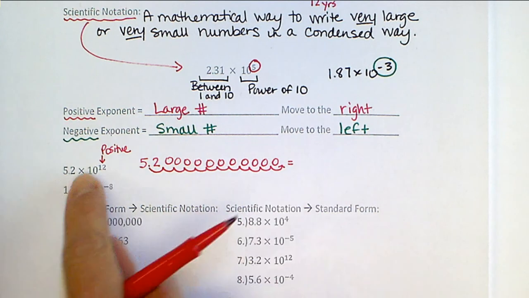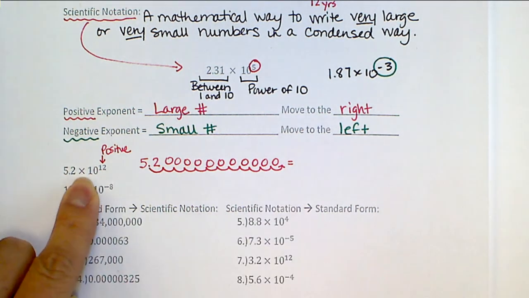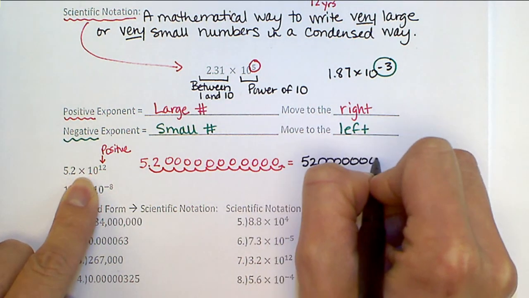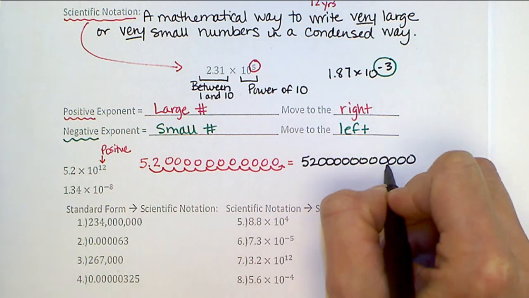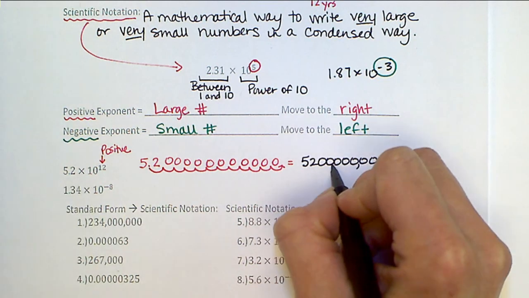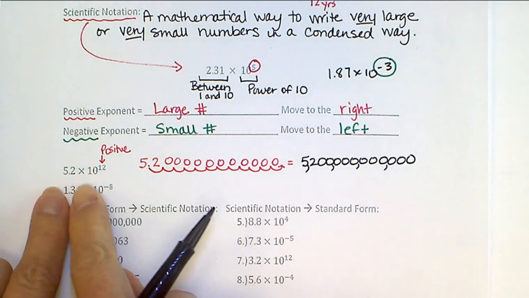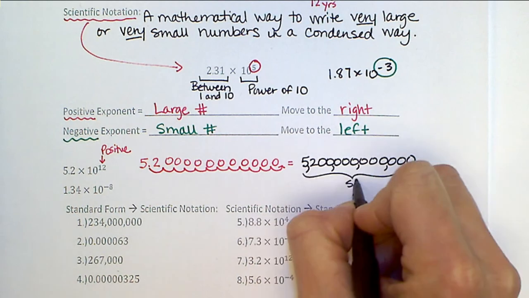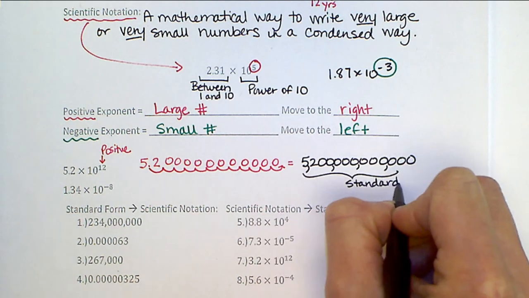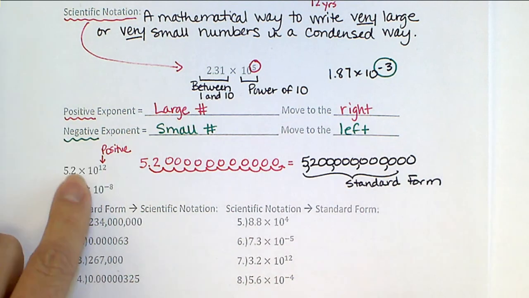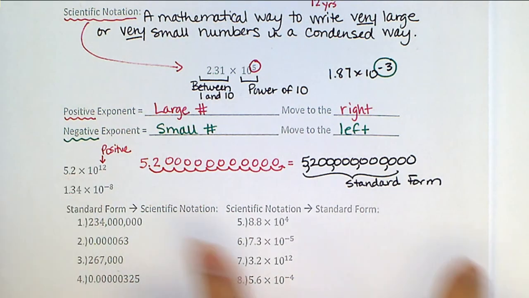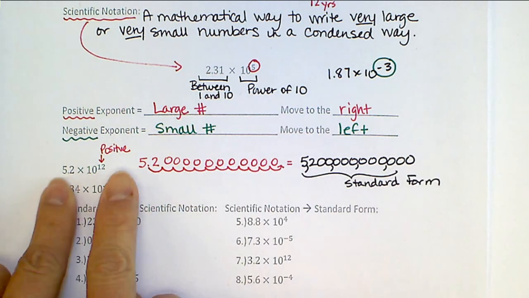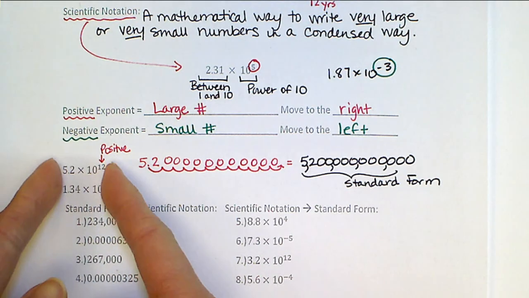So this number in scientific notation is really this number. Let me put my commas in: 1, 2, 3, 1, 2, 3, 1, 2, 3. This is what we consider standard form, and this is scientific. You can see that rather than writing out all these zeros and taking up this much space on my paper, I can write it in a condensed spot and only take up this much paper.